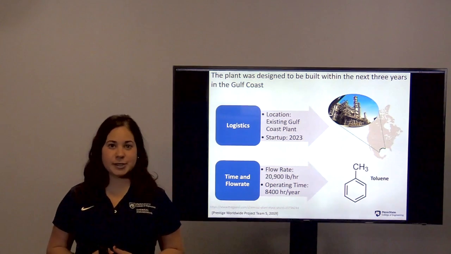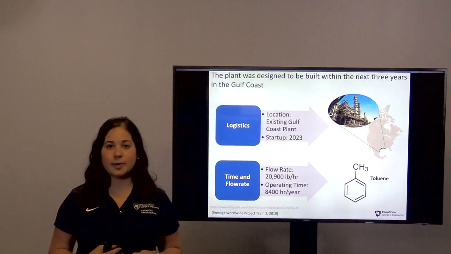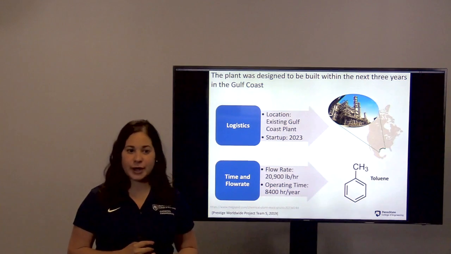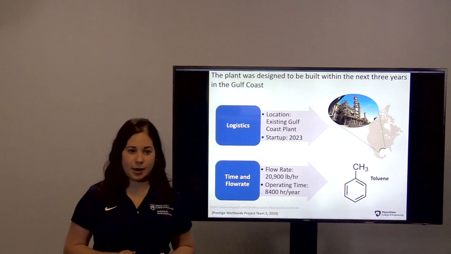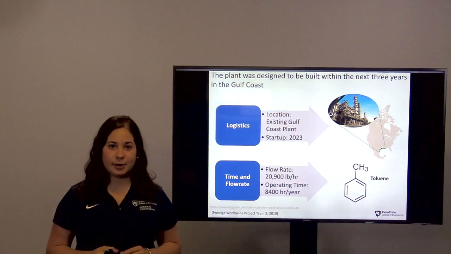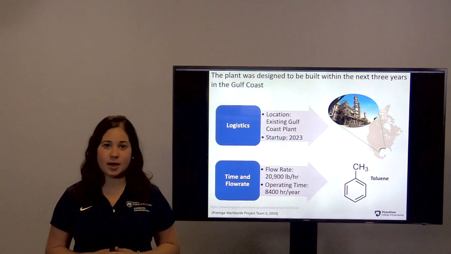This plant will take 3 years to build and have a startup date in 2023. Toluene will be our major reactant, and it will come into the process with a flow rate of 20,900 pounds per hour. This plant will have an operating time of 8,400 hours per year, and the plant will have a life expectancy of 15 years.